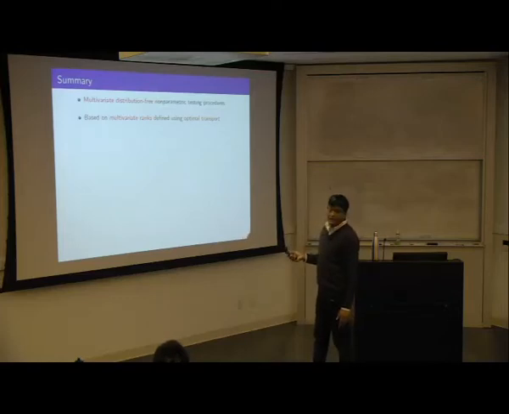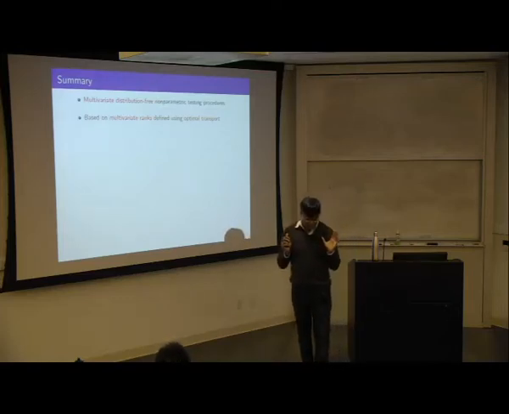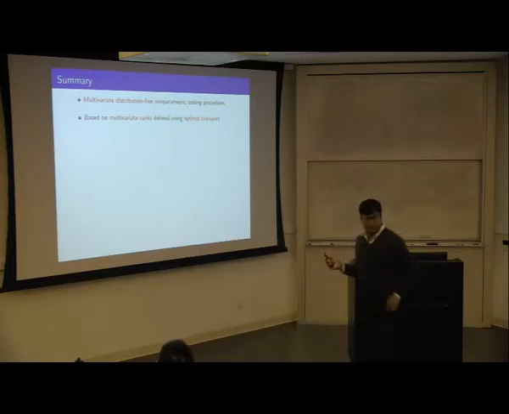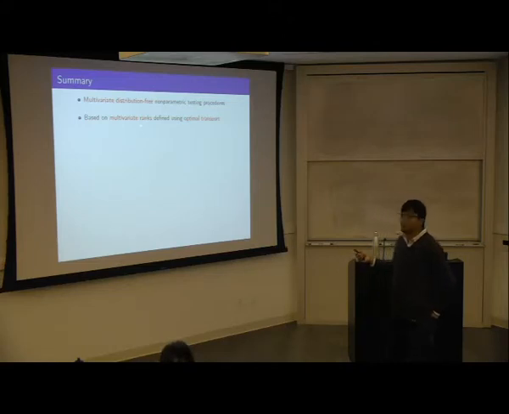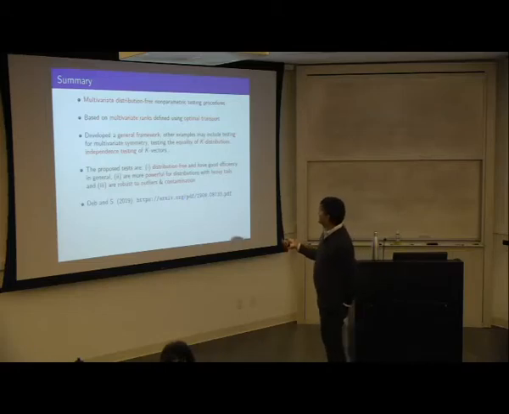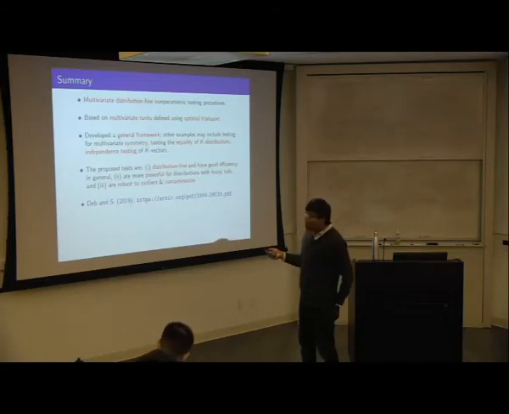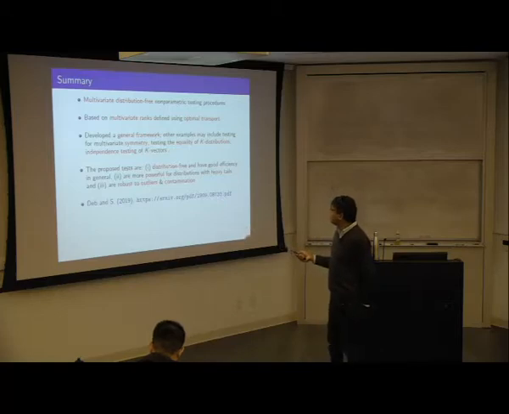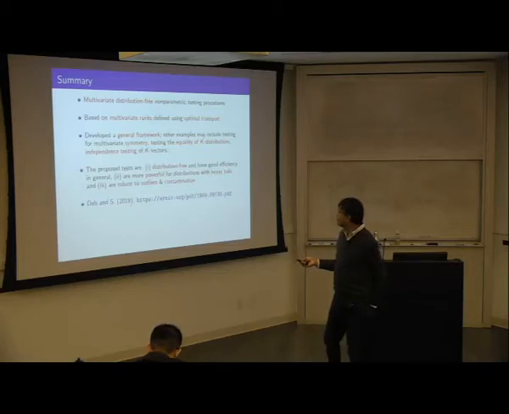So I'll basically summarize with this. What have I talked about today? I've talked about a framework for getting distribution-free inference using multivariate ranks defined through optimal transport. And as you will see, this has many, many other applications. I have talked about equality of two distributions. You can talk about equality of k distributions, independence of k vectors, tests for multivariate symmetry, and so on. And in general, these tests are distribution free. They have good efficiency in general. They are robust to outliers and contamination.